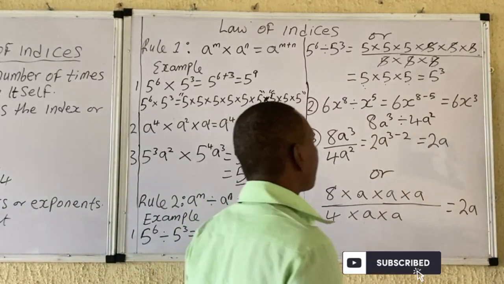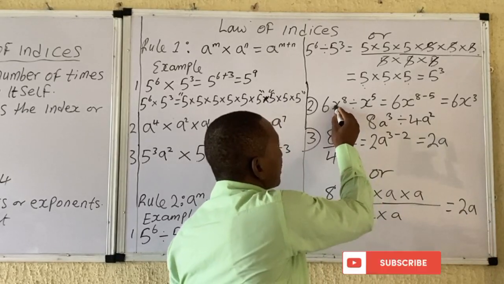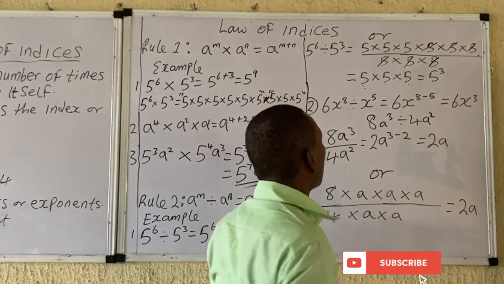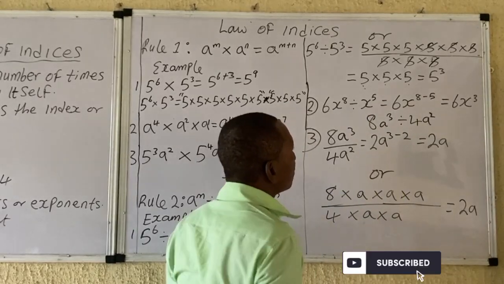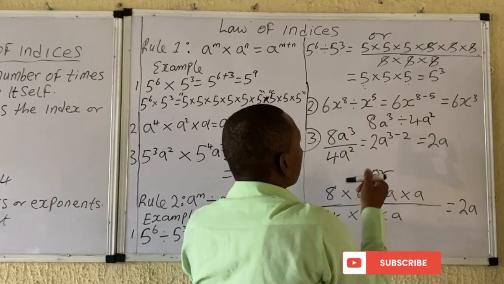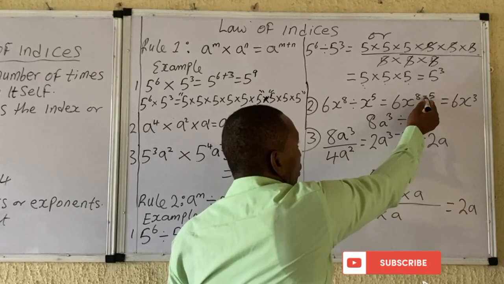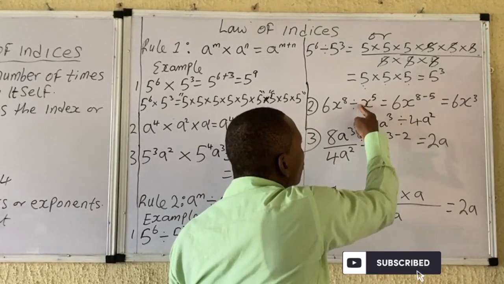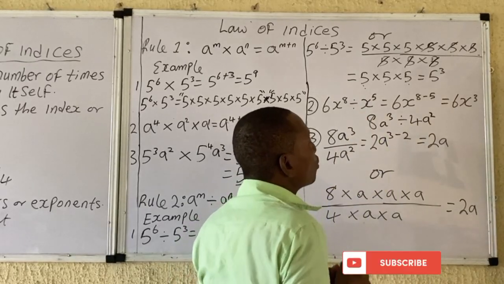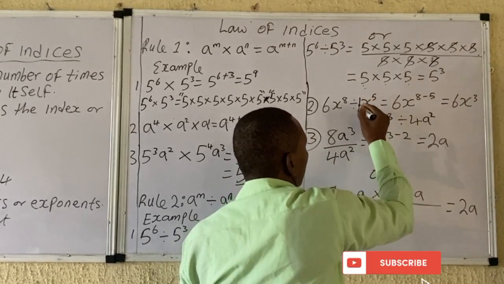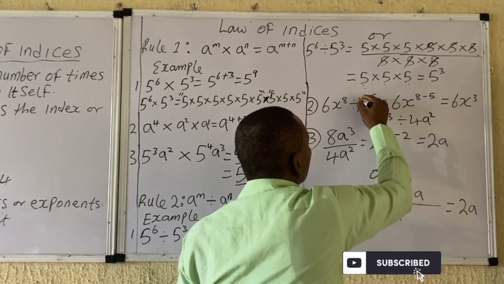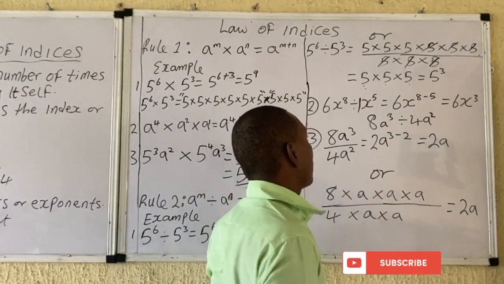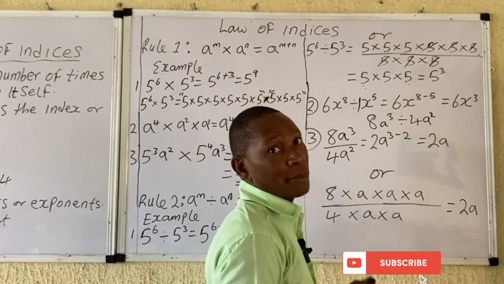Question number 2. We have 6x raised to the power of 8 divided by x raised to the power of 5, or x index 5. Remember, since it's the division sign that is here, we have to put the minus sign. But note, since there is nothing here, you assume that there is 1 here, because actually there's an invisible 1 here. It's 1x. 1x is the same thing as x.